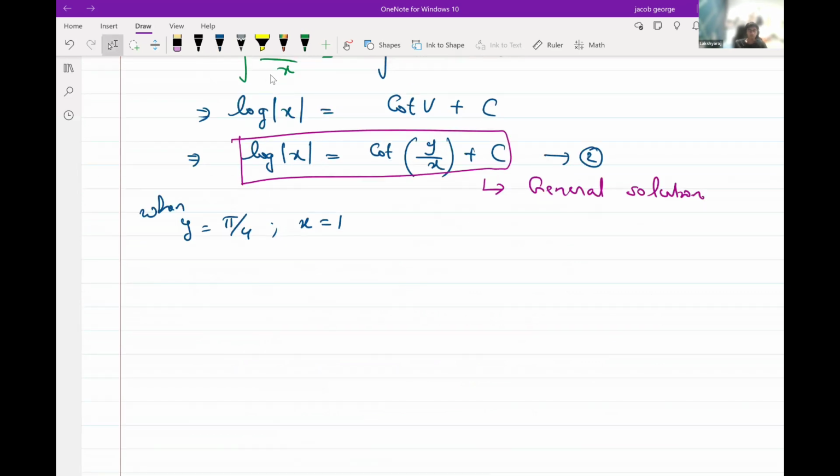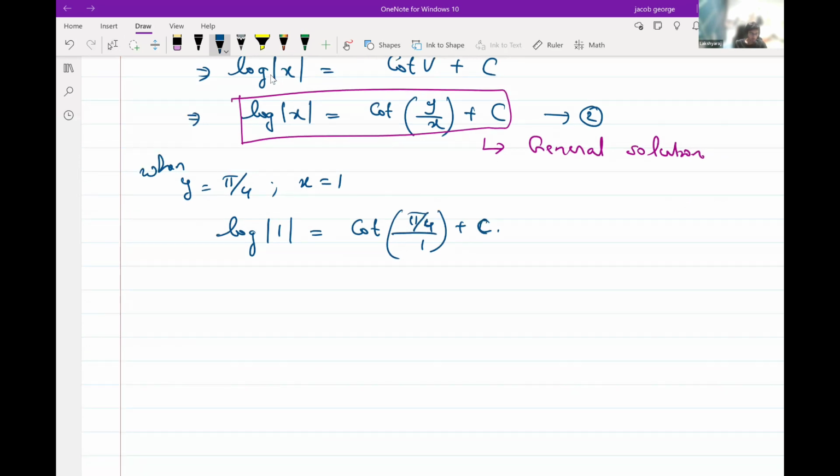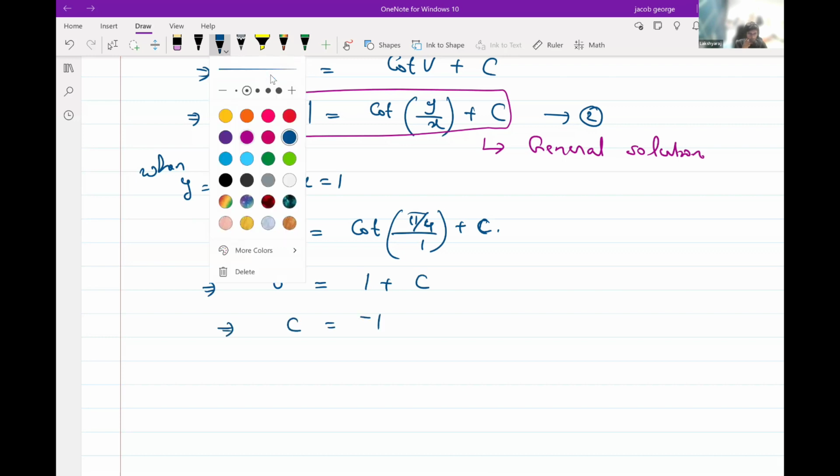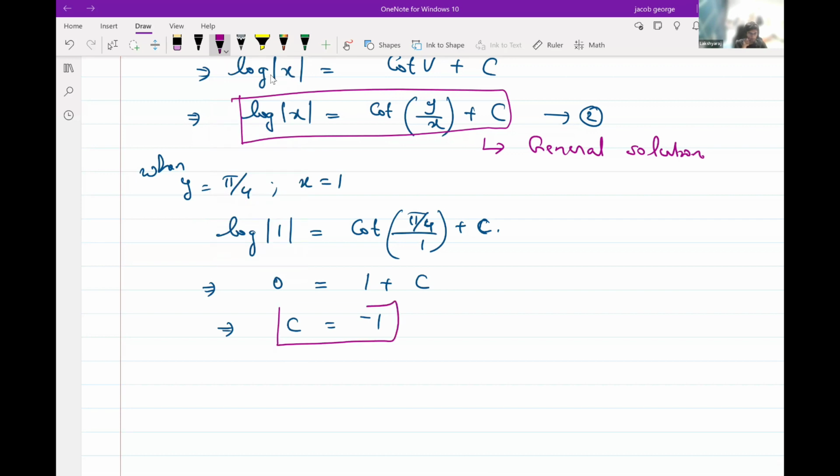Log mod 1 is equal to cot pi by 4 by 1 plus c. What is log 1? 0 equal to cot pi by 4. Cot pi by 4 is 1 plus c. So c is equal to minus 1. We got c is equal to minus 1. Clear?